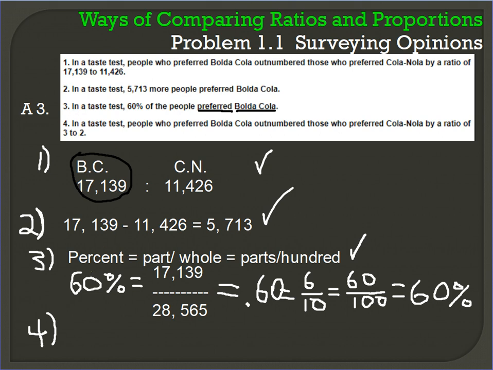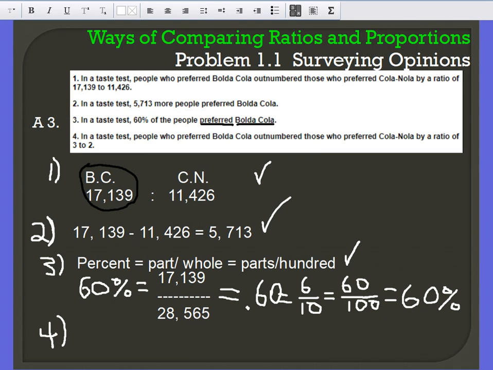I'm going to bring out my typing tool again. The ratio they're giving us is a ratio of Bold de Cola votes, which are 3, to every Cola Nola vote, which in this ratio is 2. So Bold de Cola outnumbered Cola Nola by a ratio of 3:2. We know the 3 belongs to Bold de Cola because Bold de Cola outnumbered, or has a higher value than, Cola Nola. So this is how we know what the order is.